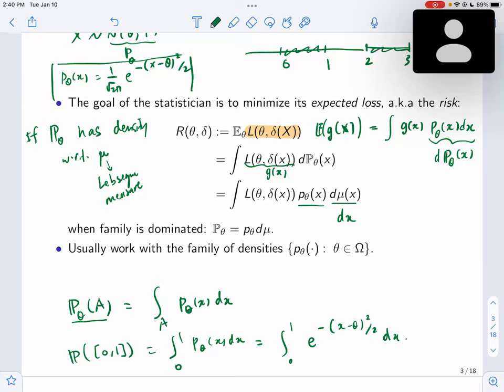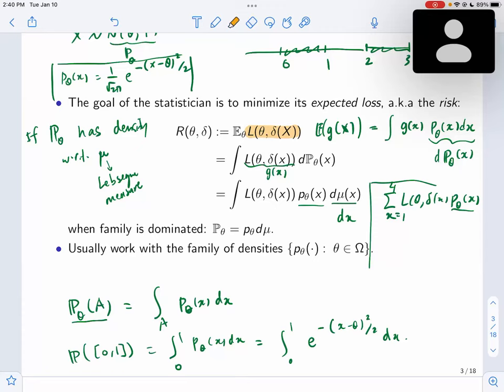So for example, if you have a discrete random variable, usually this is not the way you write it. You'd write it as the integral of L of theta, delta x, p theta of x. Here p theta of x would be the probability that you observe that particular x, summed over all the x's. So you would write it as a sum. If this random variable takes values 1, 2, 3, 4, then this sum would be over x from 1 to 4, and this is the probability that you observe the value x equal to 1, 2, 3, 4.